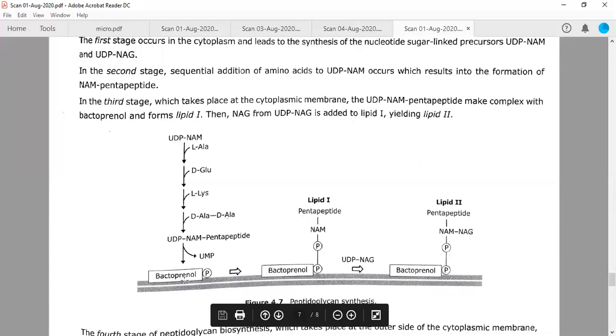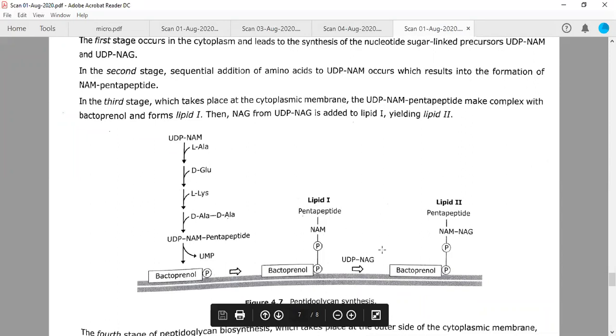This bactoprenol phosphate is generally present in the inner leaflet of the bacterial plasma membrane, to which it will make a phosphate link, so a phosphate to phosphate linkage. This bactoprenol phosphate will be linked to the phosphate on the NAM pentapeptide. This complete structure, when bactoprenol is linked to NAM pentapeptide, is called lipid 1.